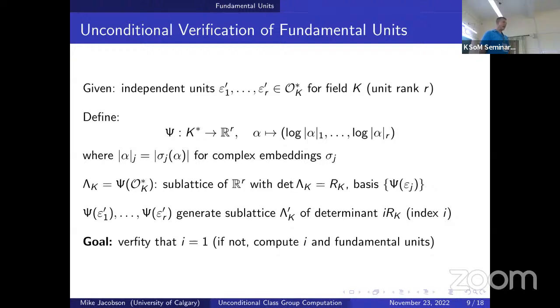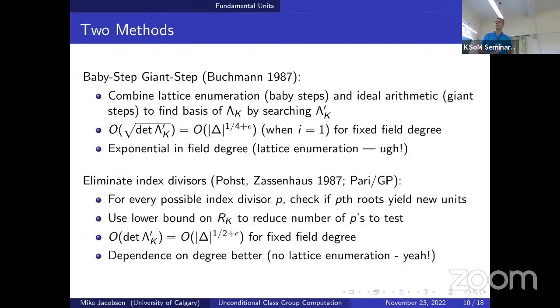So my problem, if I want to certify that the things that I have really are fundamental, is to check and verify whether the index, which I'll denote I, is one. If I get those units from the index calculus algorithm, and I believe GRH, I know that the index is one. They're correct under GRH, and this is the process of doing some computation to rigorously guarantee that it truly is one. Okay? So there are two ways that I know how to do this.